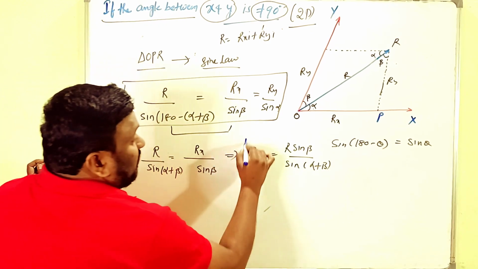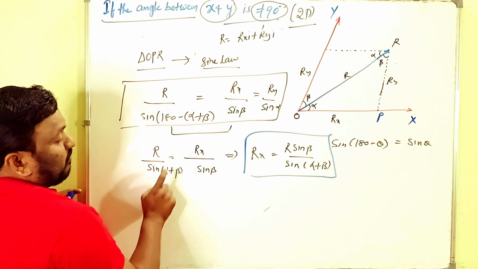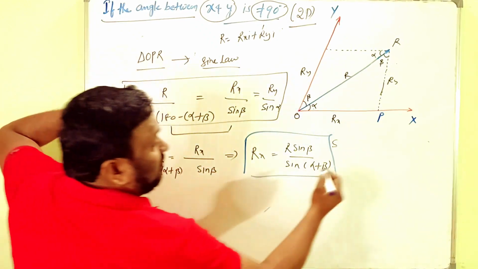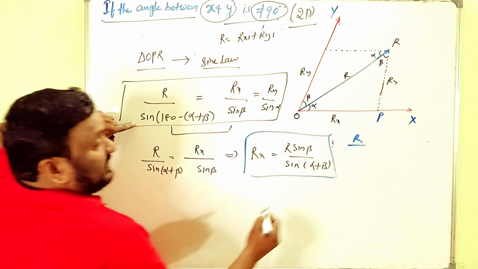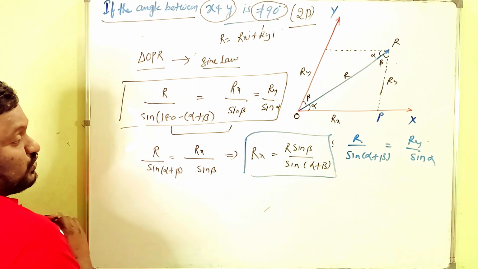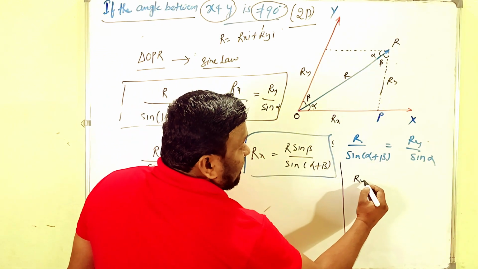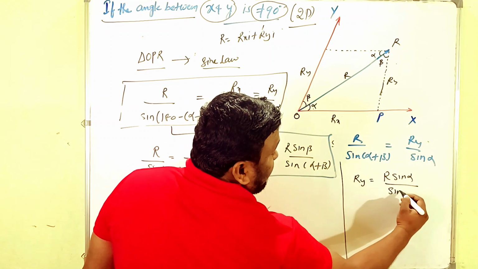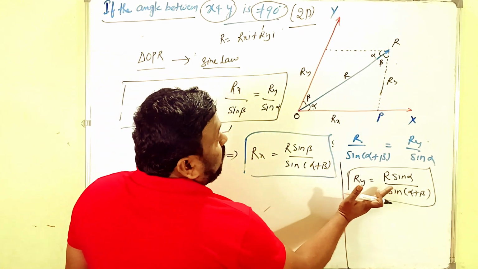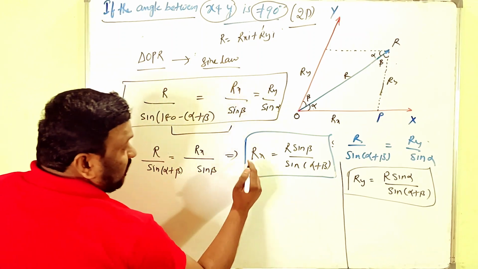So this is the horizontal component Rx. And in the same manner, we will take here R by sin of alpha plus beta is equal to this one. Then we are at the vertical component. Then what do we write? R by sin of alpha plus beta is equal to Ry by sin alpha. So from those two, children, here we can write Ry is equal to R sin alpha by sin of alpha plus beta. So dear students, these are the horizontal component and vertical component when the angle between x and y is not equal to 90 degrees.